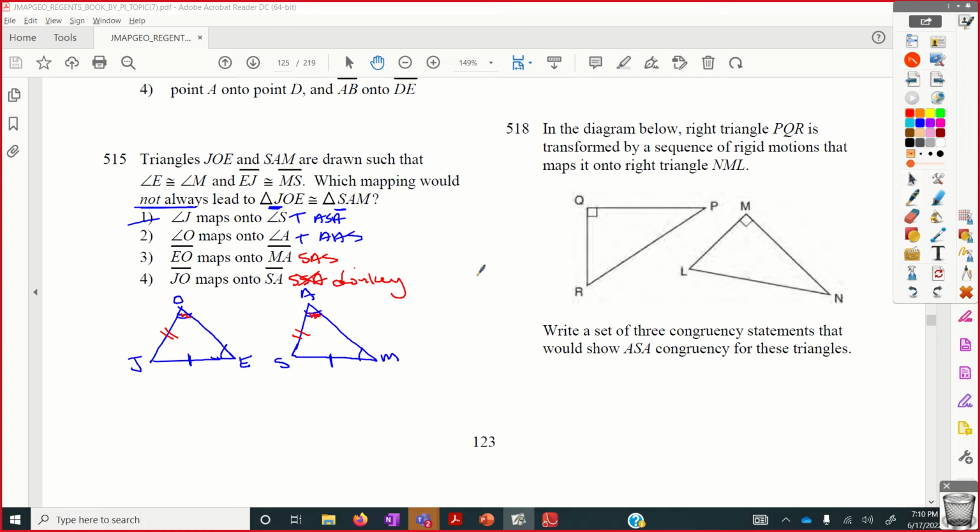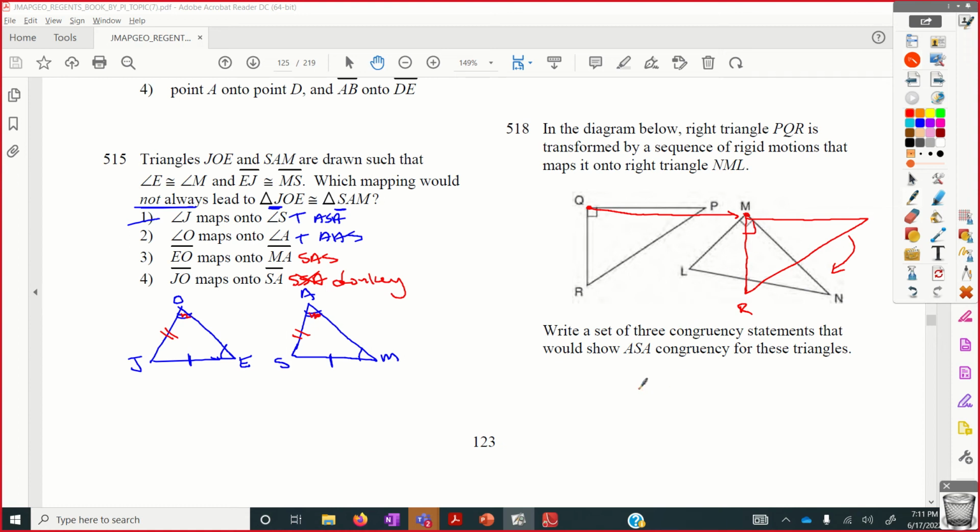For this one, it says write a sequence of rigid motions. So we just want to get this to map onto that. We talked about this before. We may want to get the two angles to be equal to map on first. So we'll translate Q onto M. And then once that's done, this triangle will look like this. And then all we have to do is rotate downward, right, around point M until we get the point like R to map onto L.